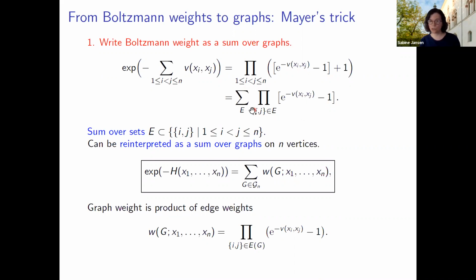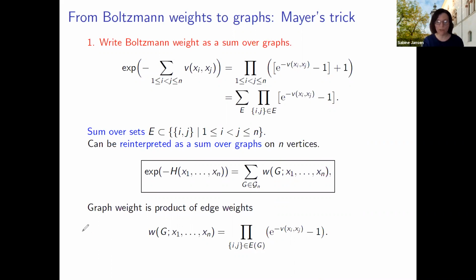Now, each such term I can reinterpret as a graph. And this gives me that the exponential of the Boltzmann weight is simply a sum over graphs on n vertices. So this is the sum over G in G_n, where the weight of a graph is simply the product over all the edges in the graph, and each edge contributes this e to the minus V(x_i, x_j) minus 1.